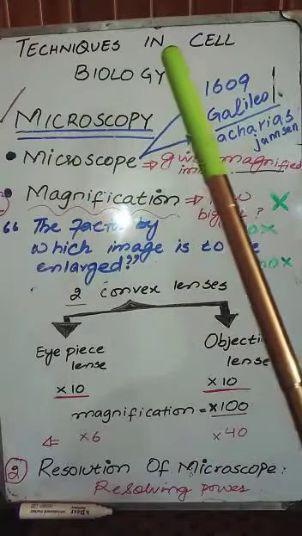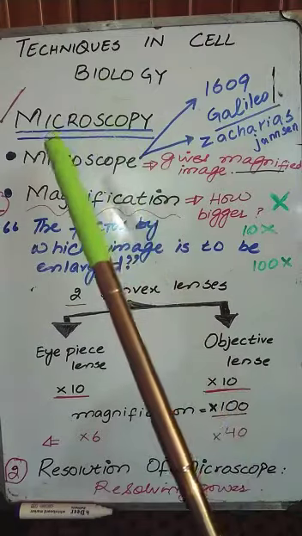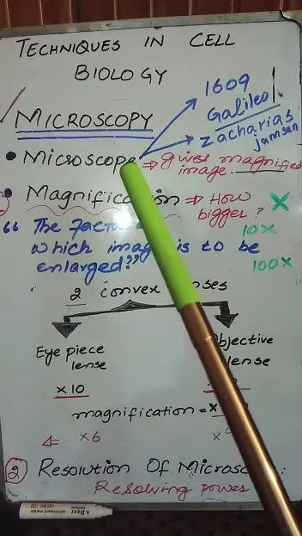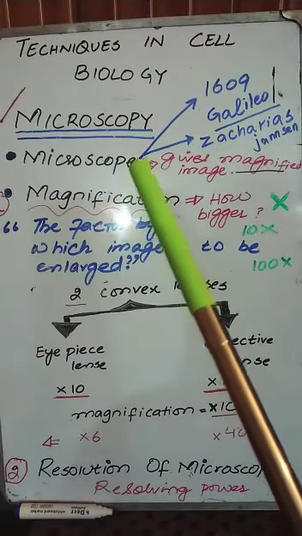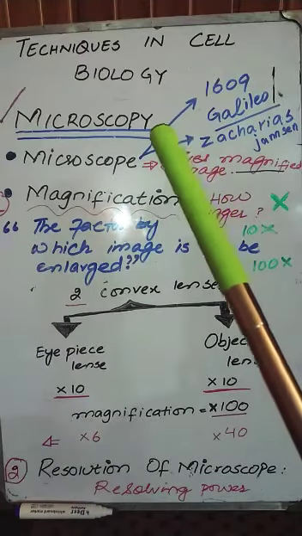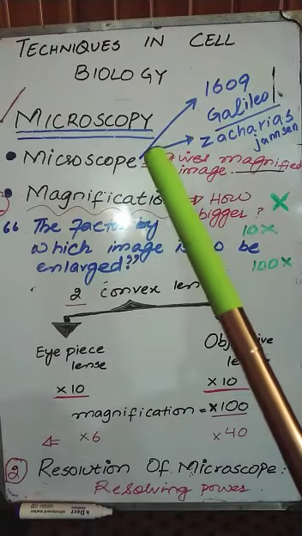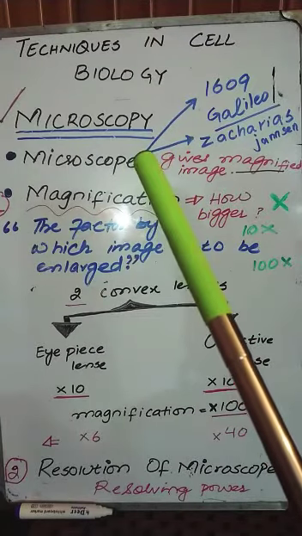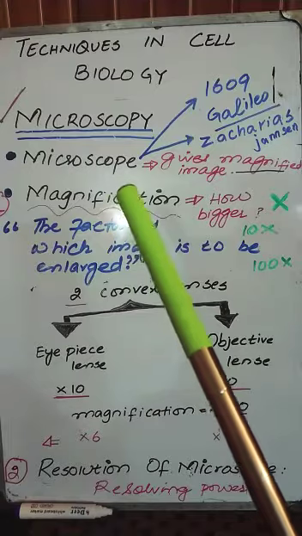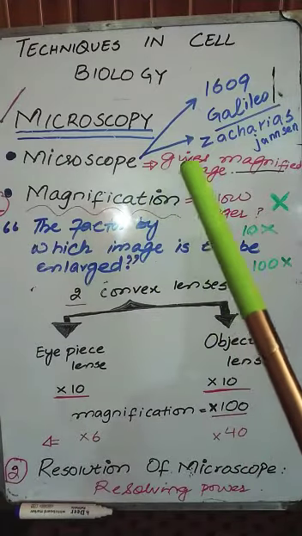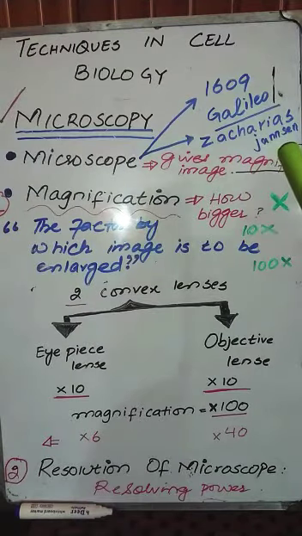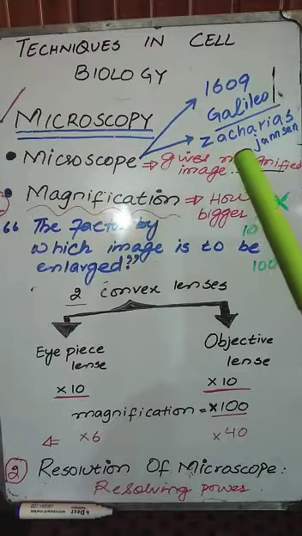Various techniques are involved in cell biology. The very first technique is microscopy. From the name it is clear that a microscope is used, which is an instrument invented almost in 1609 by Galileo Galilei, an Italian astronomer in Pisa, Italy, who has been called the father of observational astronomy. Another person was an optician, and he made optical instruments and spectacles as well.